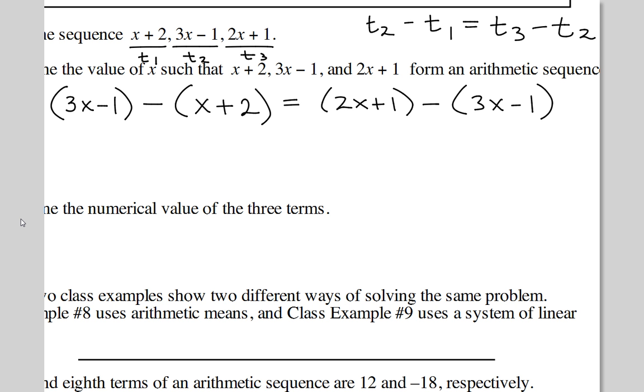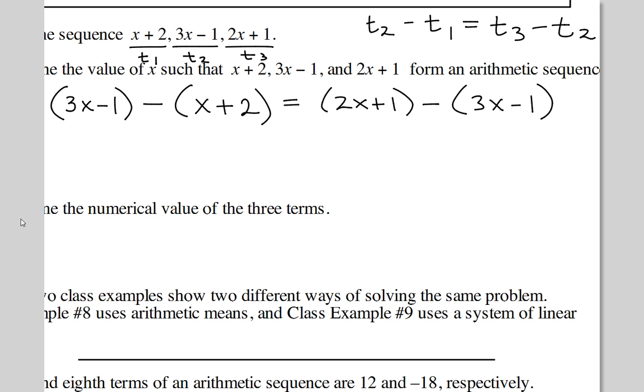Alright, so now when you do this second step, you have to be super careful. This is a common mistake for students. When you subtract an entire parentheses, an entire bracket, the subtract has to go on each term. It's like you're distributing a negative. Okay?